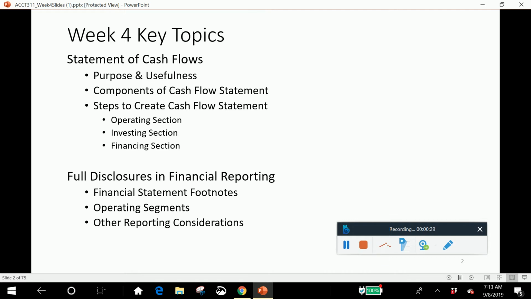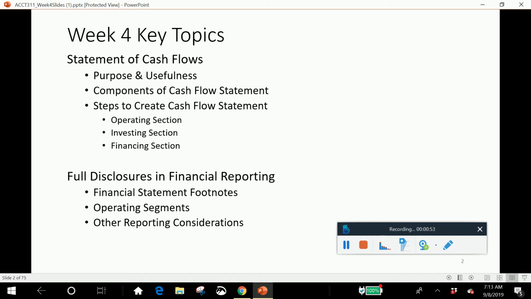So our key topics for week 4 are to discuss the statement of cash flows, to look at its purpose and usefulness, to talk about the various components of the cash flow statement, and then we're going to look at how you create a cash flow statement and the individual components within that cash flow statement, including the operating section, the investing section, and finally the financing section.